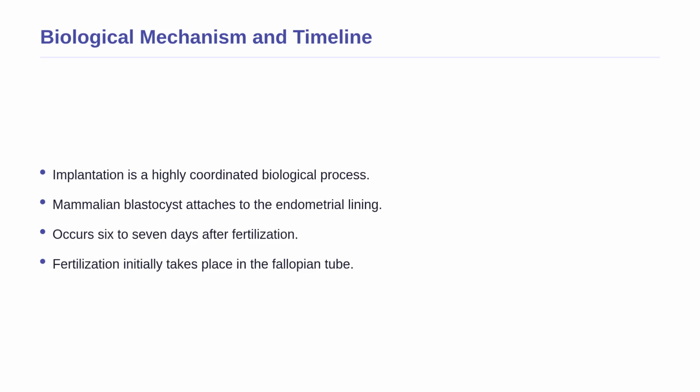Now that we have an intuitive picture, let us look at the formal biological definition. Embryo implantation is a highly coordinated process where a mammalian blastocyst attaches to and invades the endometrial lining of the uterus. This remarkable event does not happen immediately. It typically occurs around 6 to 7 days after fertilization has taken place in the fallopian tube, giving the embryo time to travel and develop before it is ready to settle.